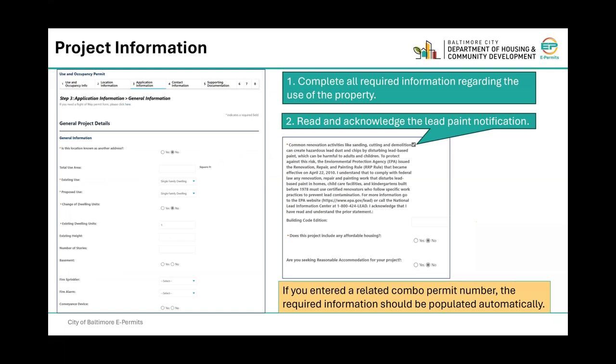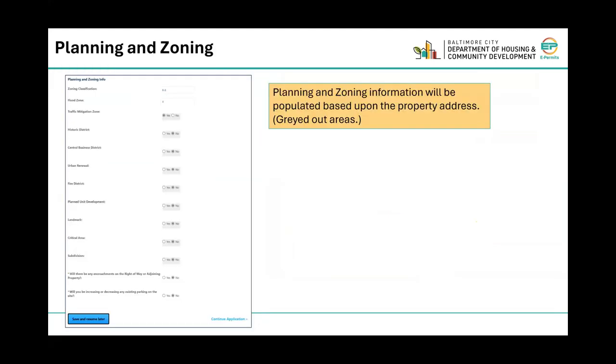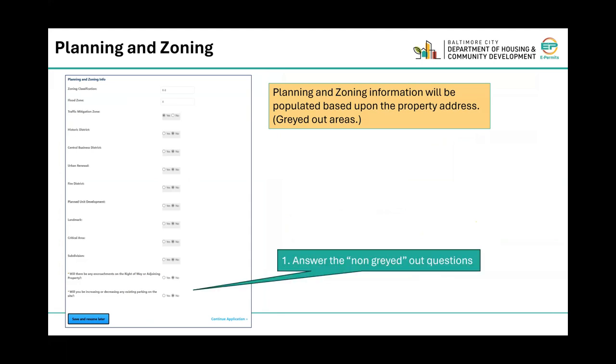Read and acknowledge the lead paint notification. Complete the last two questions regarding affordable housing and reasonable accommodation. Planning and zoning information will be populated based upon the property address. And that's the grayed out areas. Answer the non-grayed out questions. Click on Continue Application.